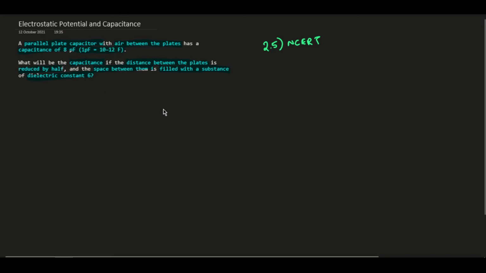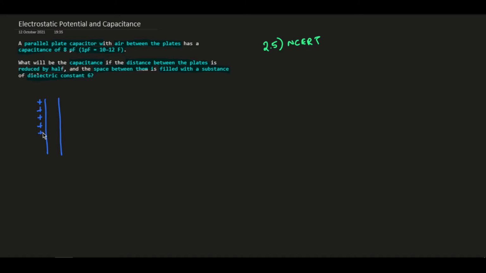Okay, so first of all, let's sketch this diagram out in order to be able to answer this. Let's say you have a parallel plate capacitor like this, this is the first case. So case 1, you have a parallel plate capacitor like this, and we're suggesting that the capacitance C1 is equal to 8 picofarads, which is the same thing to say as 8 into 10 to the power of minus 12 farads.